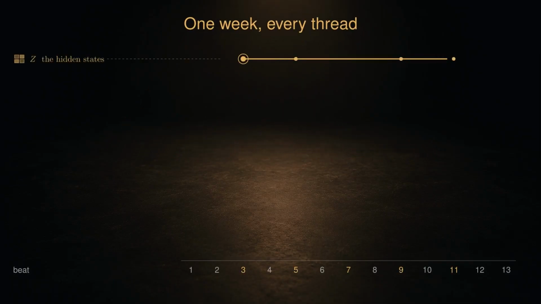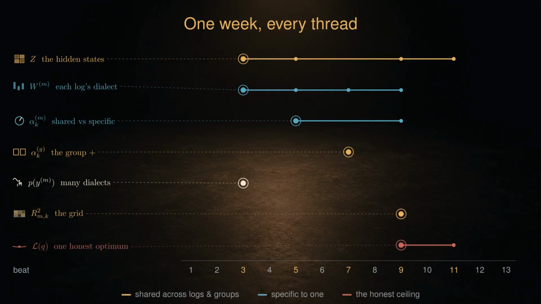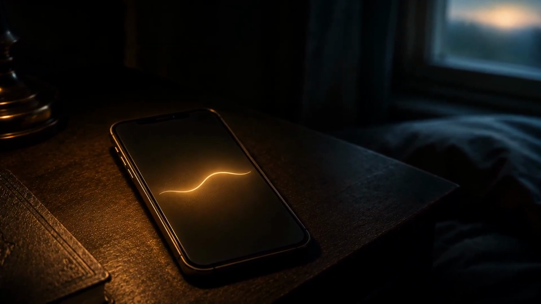Everything we built hangs on a few threads. The hidden states, Z, running the whole week. Each log's own dialect, its loading W. The relevance dials: one on the loadings for each view, and MOFA Plus's second one on the factors for each group, deciding what's shared and what's specific. The mixed likelihoods that let six data types share one model, and the grid of variance explained that let you read it all off. Underneath them, the one honest caveat. It's a linear lens, fit to a nearby optimum. Seven threads, one week.